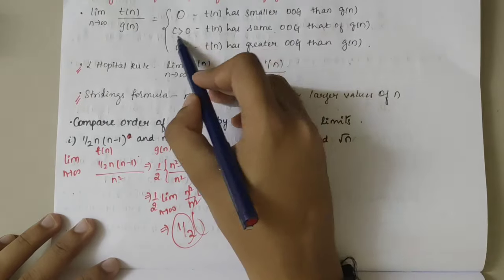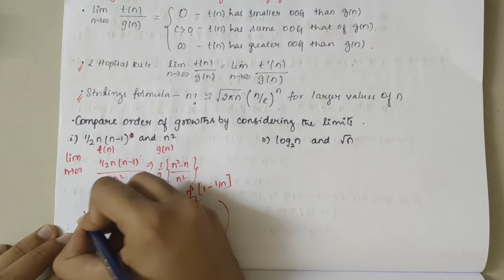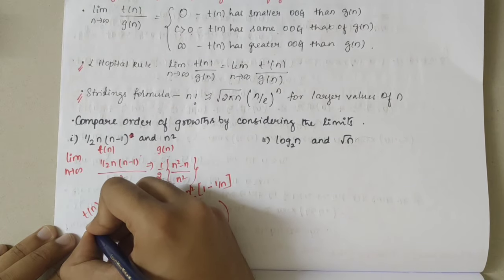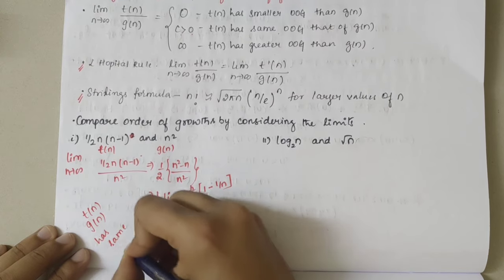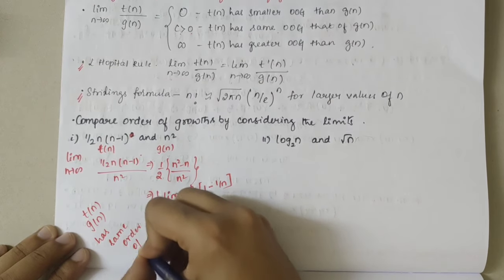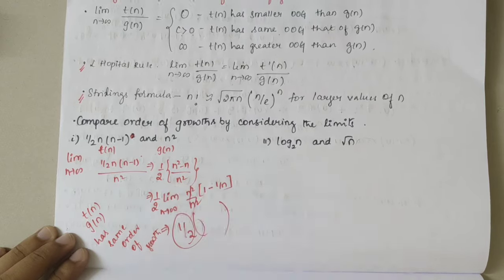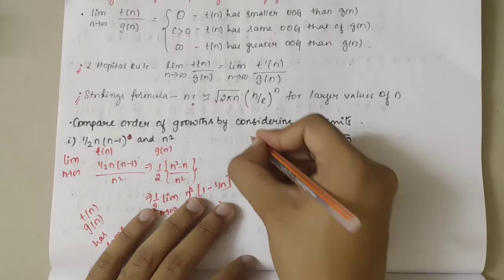So when c is greater than 0, then I can say that t of n and g of n have the same order of growth. So this was about the first question.